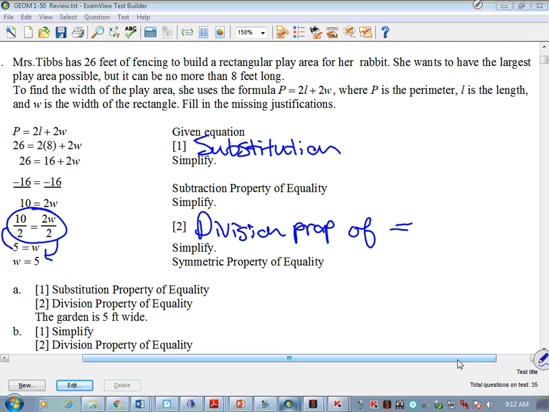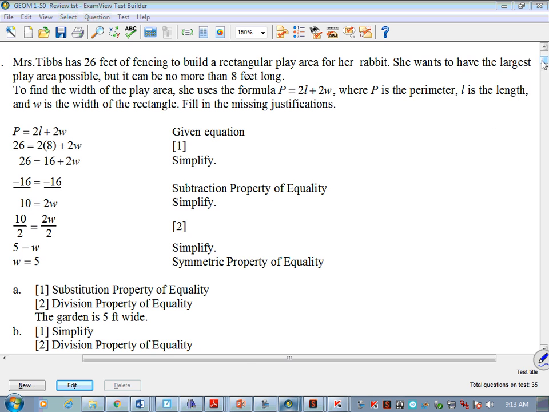And then the garden is going to be 8 feet wide. All they did here was the symmetric property of equality, which allows me to move things across. 5 equals W, W equals 5, because they like to be very particular. Particular is a good word there. So for question 1, our answer should be A.